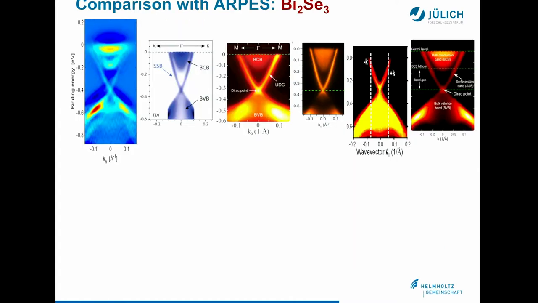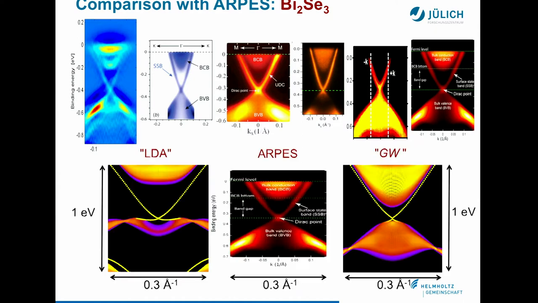inset. And then you see here a variety of photoemission results. They all agree with each other. They are slightly different because the doping of the crystal is different. The Fermi energy is a little bit different. The resolution of the experiment is a little bit different, but in total they agree. And here is the comparison between LDA and GW. And you see this Dirac cone agrees much closer to the GW calculation than to this LDA calculation.